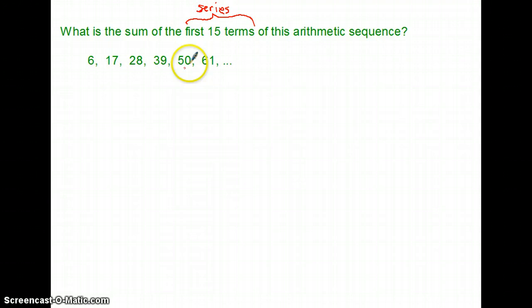Well, in order to do my formula in general, it was S sub n equals n over 2, and yeah, the more times you do this, the easier it gets, times 2a sub 1. It's just a matter of plugging things in.